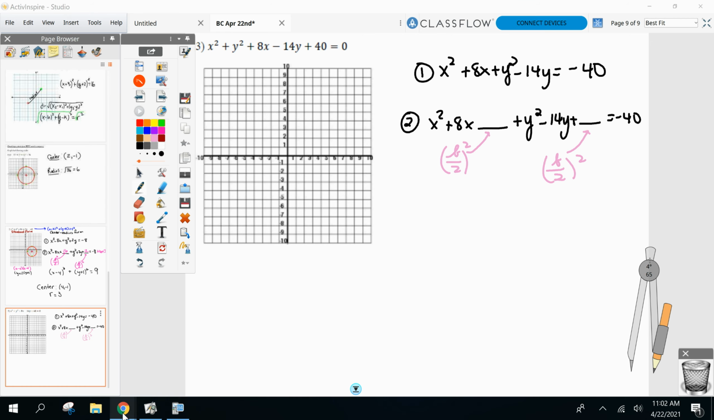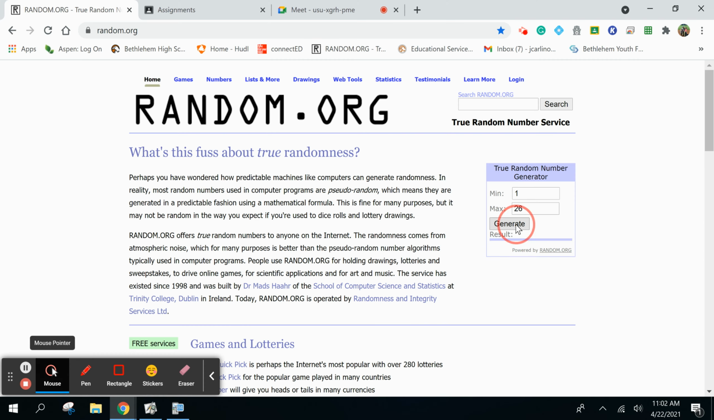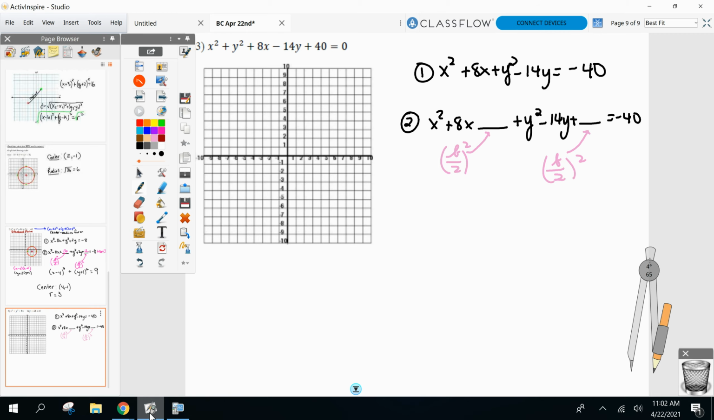All right, what are your numbers here that complete the square? Caroline, here you go. What number for the x's completes the square? 16. Good job. 4 squared, which is 16. And then how about for the y's? 49. Good. Negative 7 squared, which is 49. Perfect. Just remember, it's unbalanced to the left, so make sure you add 16 and 49 to the right.